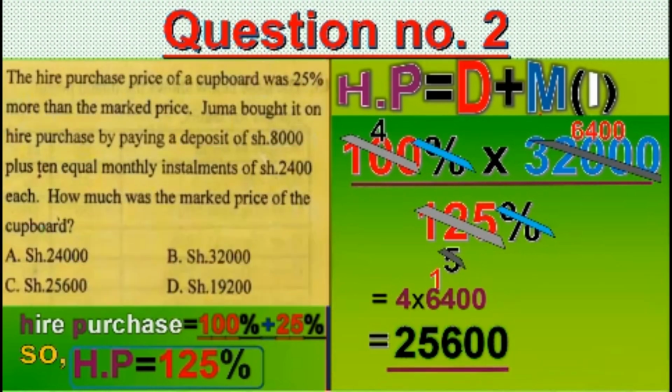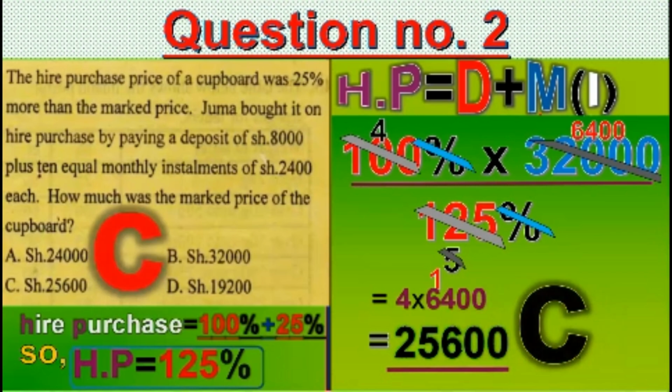Yes. Let's go back to the question. How much was the marked price of the cupboard? You can see the choices there. We find the answer at C. So the correct answer was C. Nice. You get it? It's very simple. Let's go to question number 3.